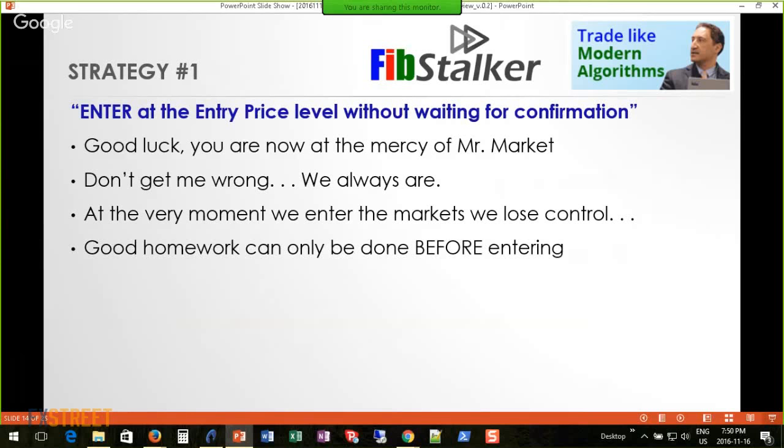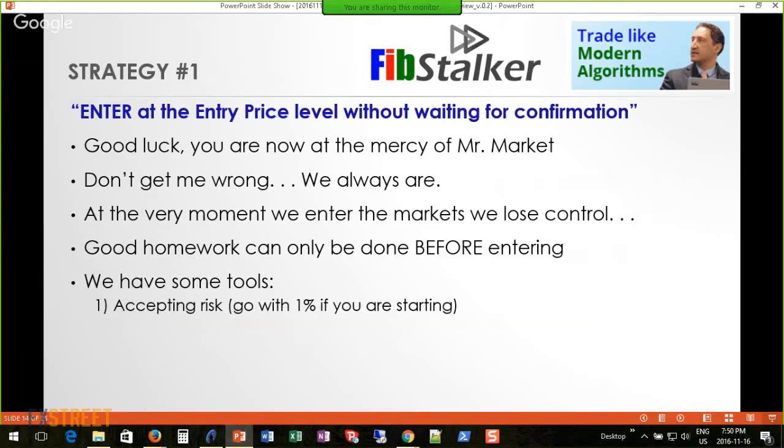And the only way to manage is to manage before, to do the good homework before entering the market. And we have some tools that help us to do that. First of all, and most important, is accepting risk. If you're starting with trading, go with 1% and learn to trade. Actually, if you're starting, you should really paper trade and do other testing activities as well. But if you believe you reached a reasonable level, then don't risk more than 1% of your account, and there's no need to make initially your account big. Work on a small account.